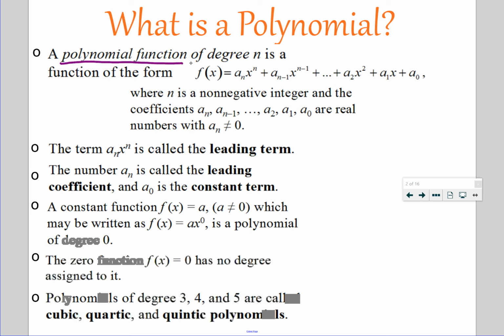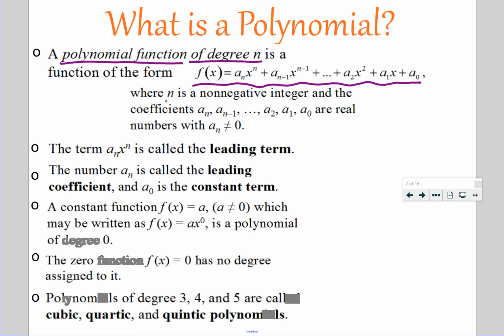A polynomial function of degree n is a function of the following form. And we'll break it down with some numbers here, but pretty much this is a coefficient times a variable to a power, plus or minus a coefficient times a variable to a power. And notice our powers are n minus 1, and then it goes to essentially a 1 and a 0. We say these coefficients are in descending order.